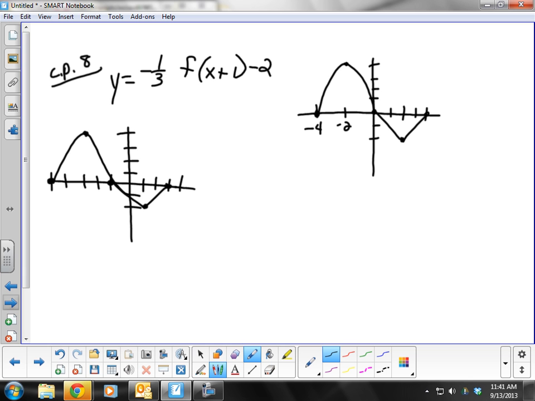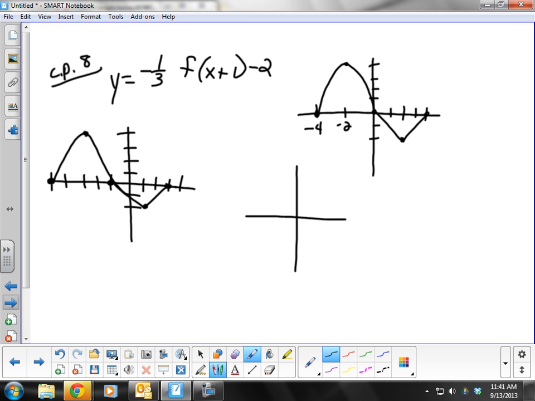I'm just showing you how it works. Remember, I teach in steps. You can skip all the steps you want. Okay, and so then according to my order of transformations, the next thing I need to do is any stretching or shrinking. Okay, so is there anything multiplied here? Okay, there's a 1/3 and it needs to be multiplied by what values? The y's, because it's outside the thing.